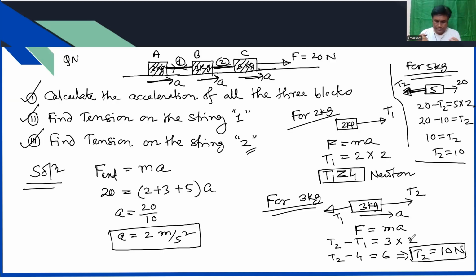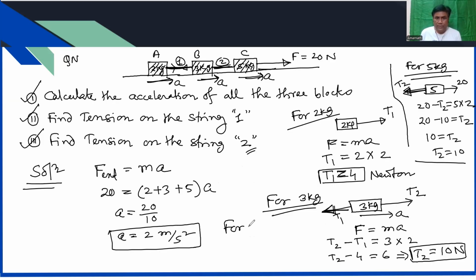Excuse me, sir. Tell me. I have a doubt. Go ahead. Sir, I have a doubt: why did you take T1 as minus in the case of 2 kg, 5 kg? T1 is minus. Yes. Why, sir?